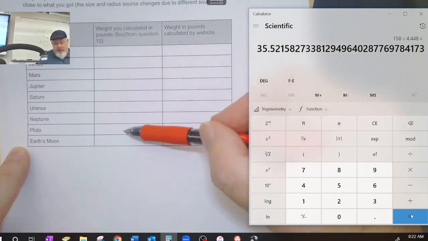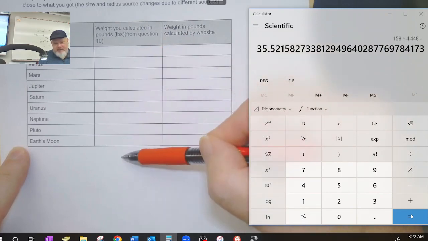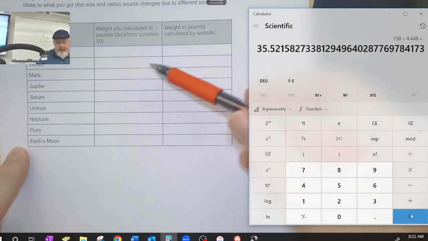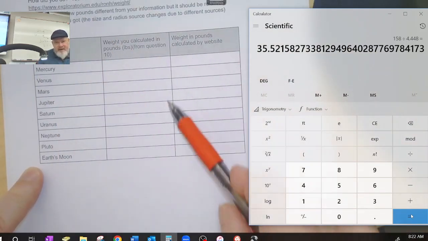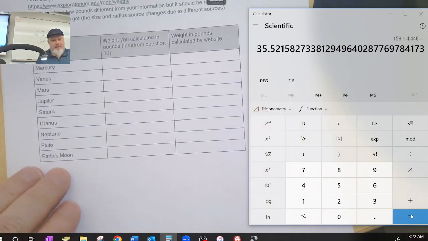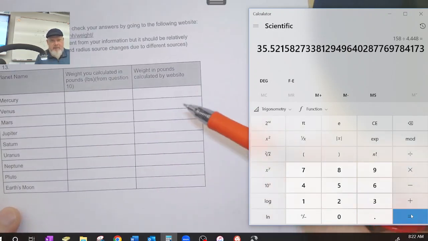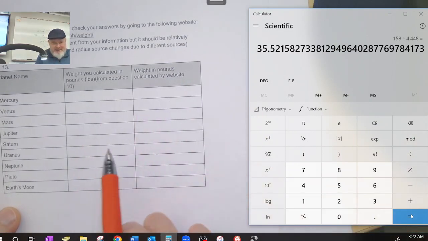But you're going to write all that data that you collected. So you've already done this part. Then you're going to go to this website right here, and it's going to do the calculation for you automatically, what your weight is in pounds. And you're going to check to see if you were right.